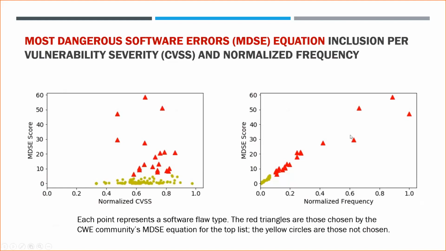However, on the right side, notice that the red triangles, the top 25 CWEs, are exclusively those with the highest frequency. So really the top 25 most dangerous CWE list is the top 25 most frequent CWE list. Now, that said, the ordering of the elements in that list is somewhat affected by severity, but the inclusion on that list is exclusively based on frequency.